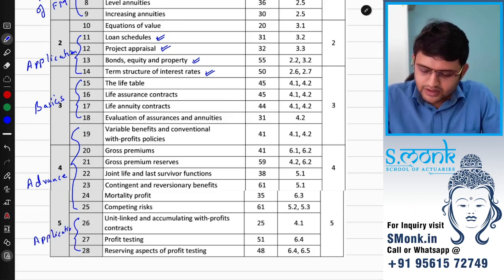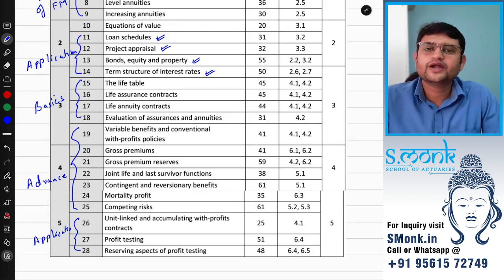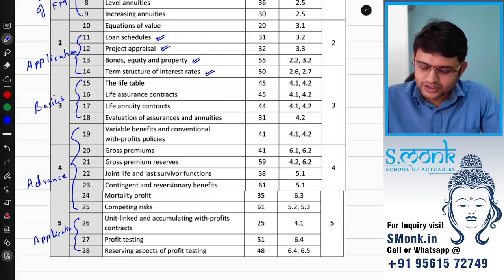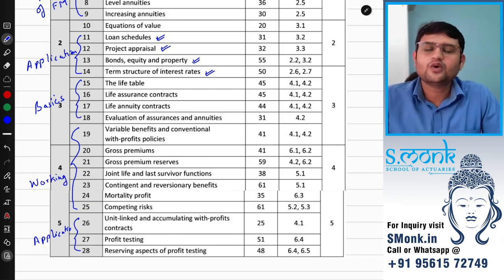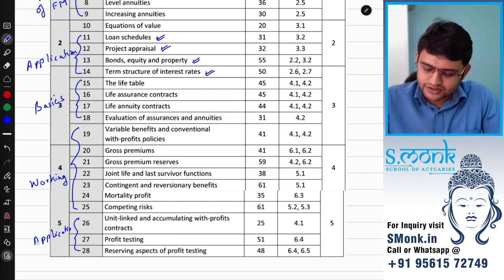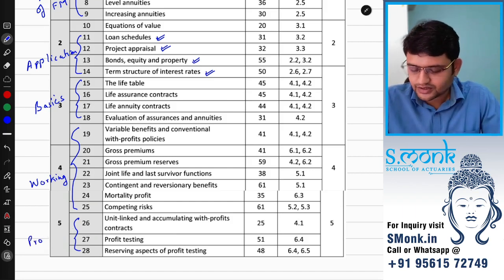Rather, we should not be dividing it into application, because this advanced part is also application. This is just working. So instead of advanced, let's write working. This is where we understand how a life insurance company works. And this is profit testing.